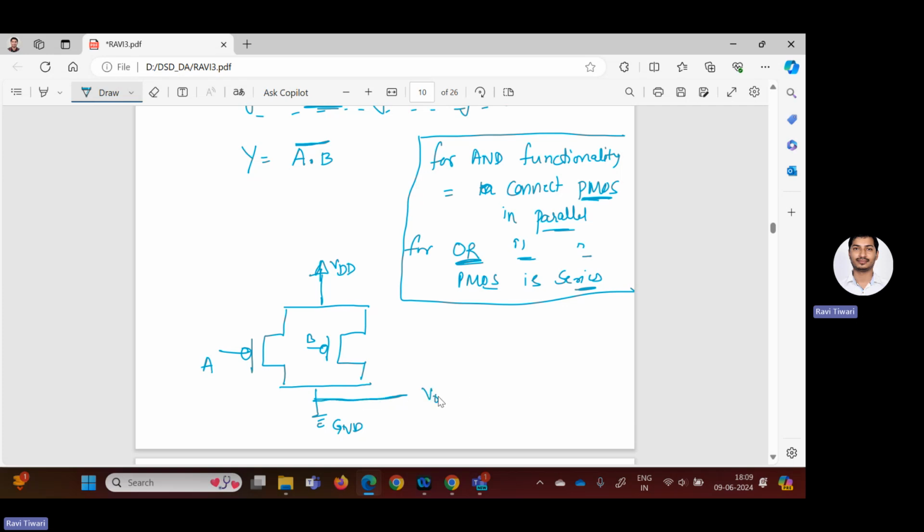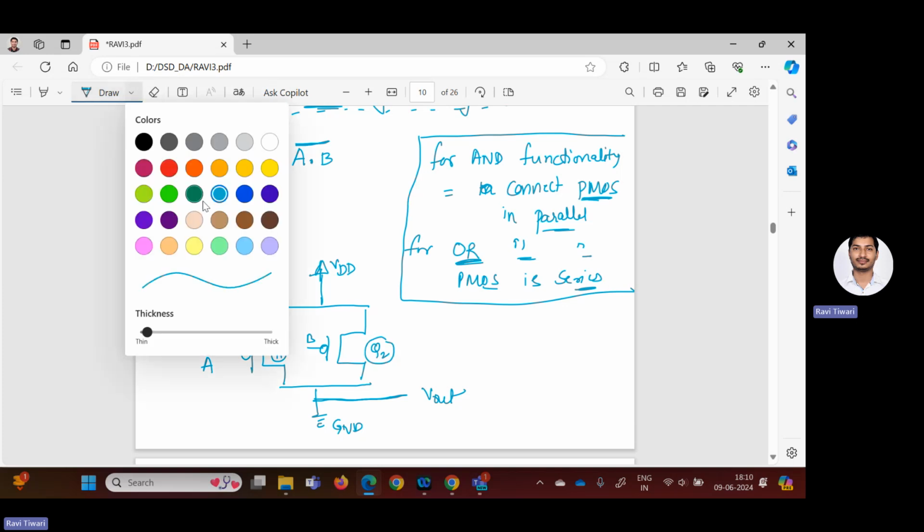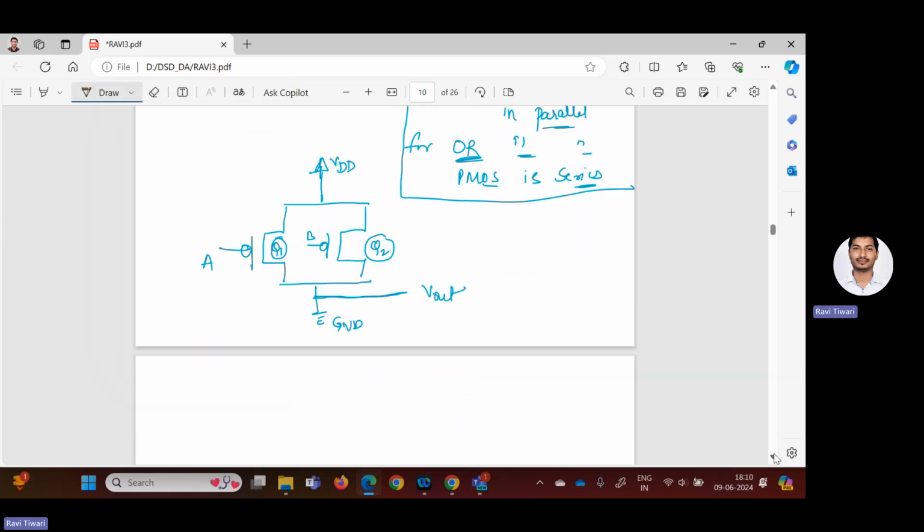So here we will connect to the Vout. This is the NAND gate using the PMOS. We can check the functionality by assuming this is, for example, Q1, and this is Q2. I'm just taking this to explain to you how it is working as a NAND gate. So here you see how we will start this one.